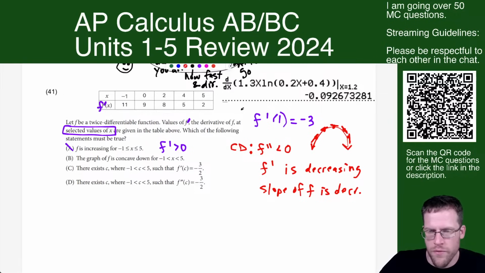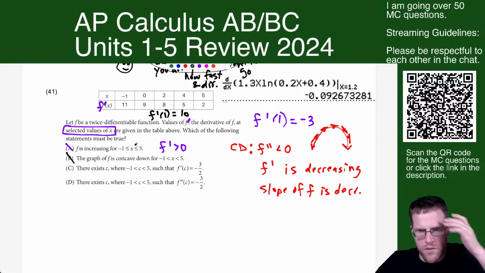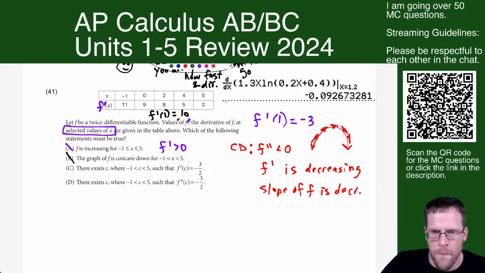So here, f prime is decreasing. Yes, that's true, but for the same exact reasoning, I could say maybe f prime of 1 is actually equal to, instead of going only down, it goes up for a second. It goes to 10. Then this one is not true. Now it's like, oh no, I'm running out of ideas. Which of the following statements must be true? Notice here, there exists a value c between -1 and 5 where f prime of c is -3/2. So -3/2 is -1.5.